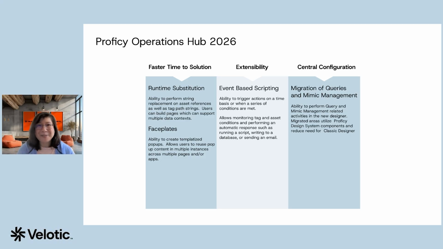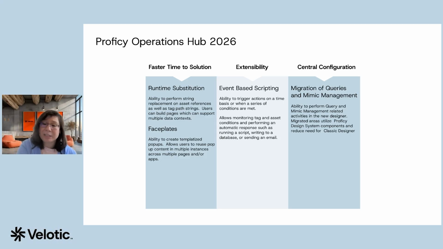All right, with all that history, hopefully now we can go ahead and look at Operations Hub 2026, which I'm sure you're all waiting for. The big features that we have are around areas for having a faster time to solution, extensibility in the product, and also central configuration. And I'll just mention that these are themes that we've been working on throughout the previous releases. So hopefully you'll see a continuation or a thread of these ideas.